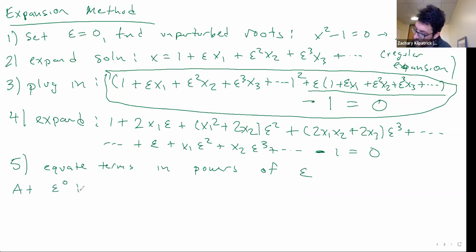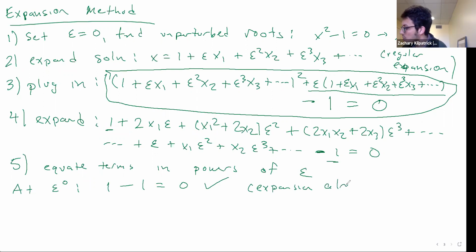So at epsilon to the 0, what do I have? I have a 1 here, and I have a minus 1 here. So I get 1 minus 1 equals 0. Is that true? Yes. Okay. So essentially the expansion already had the right x0, so there's nothing to do there. What we want to know is x1, right?